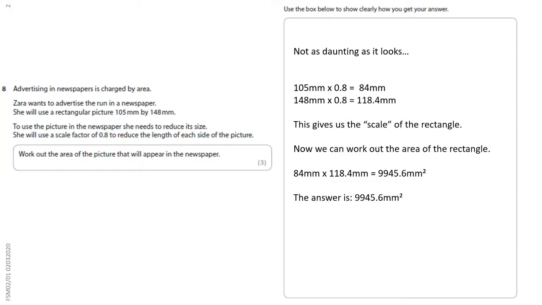which is part of the length or width of this rectangular picture, or the width in this case, times that 0.8. That gives us our reduced figure of 84 millimeters, which is a factor of 8. And we do the same thing with 148 millimeters, which gives us the reduced figure of 118.4. That is the scale of the rectangle. So whenever they give you the scale factor, you times the measurement by the scale factor. From that point, you can work out the area of the rectangle, which is 84 millimeters times 118.4 millimeters, gives you 9945.6 millimeters squared, and there's your answer.